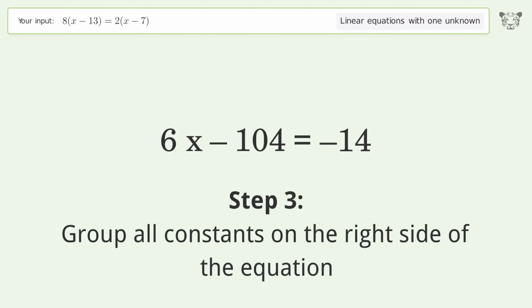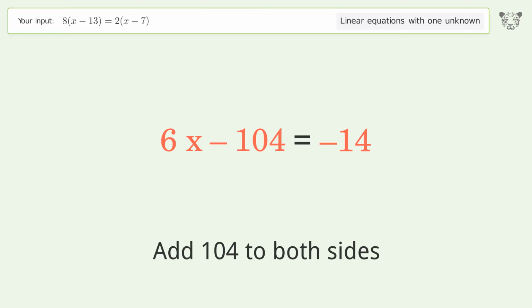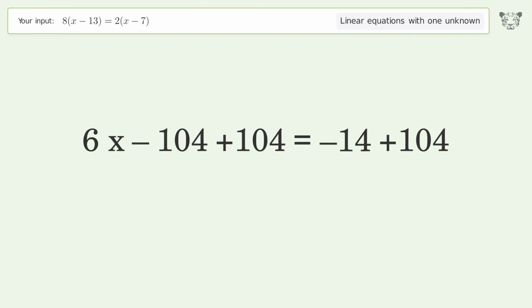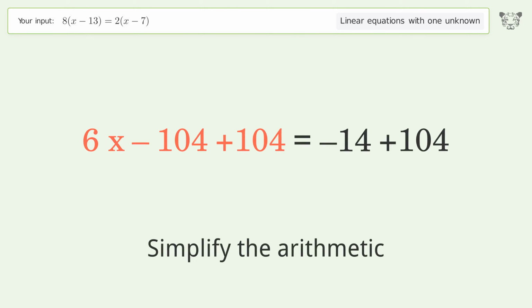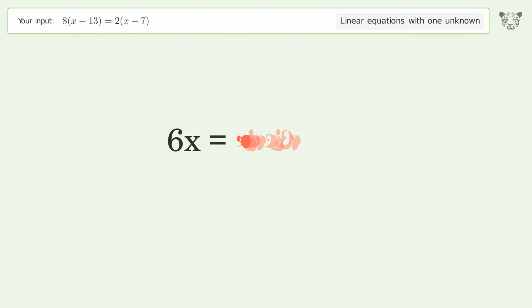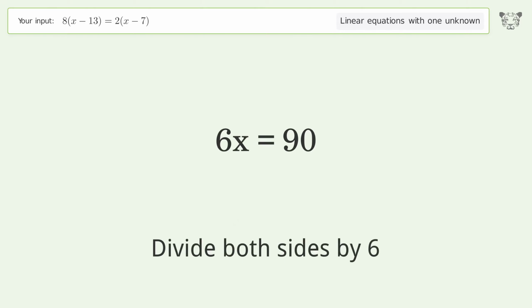Group all constants on the right side of the equation. Add 104 to both sides. Simplify the arithmetic. Isolate the x. Divide both sides by 6.